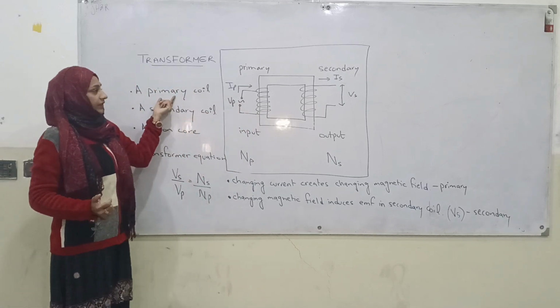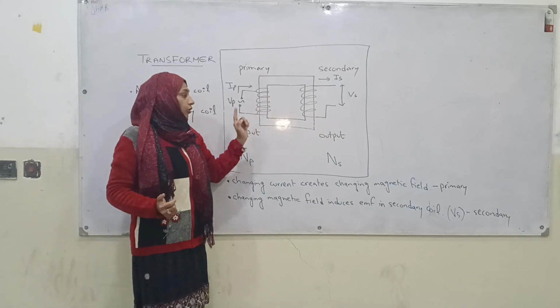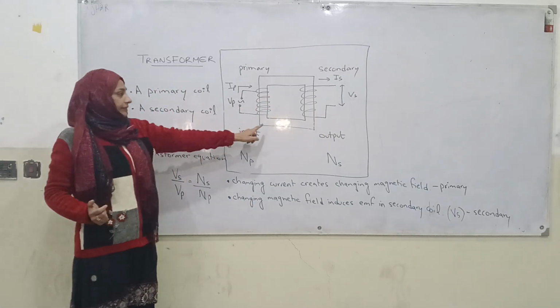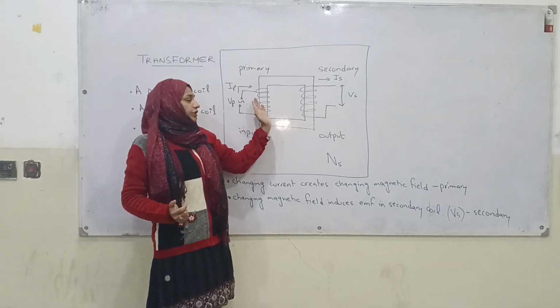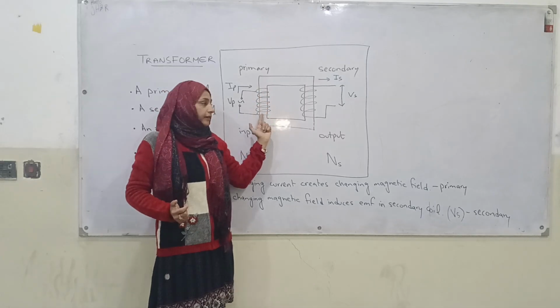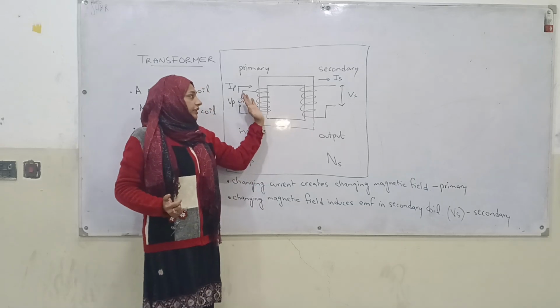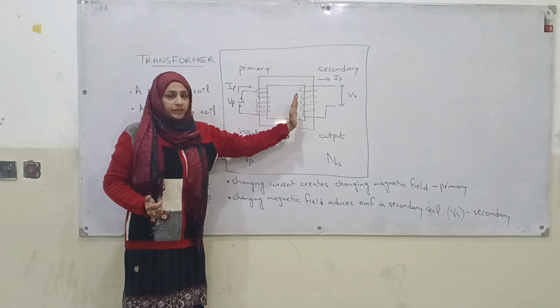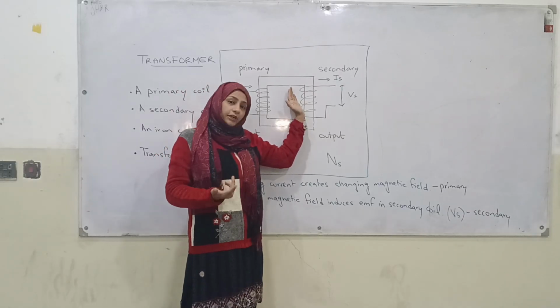This primary coil is basically a wire or conductor wound on an iron core, which is also called a soft iron core. The changing magnetic field created when alternating current passes through the primary side is induced or transferred through this core to the output side, which is the secondary side.